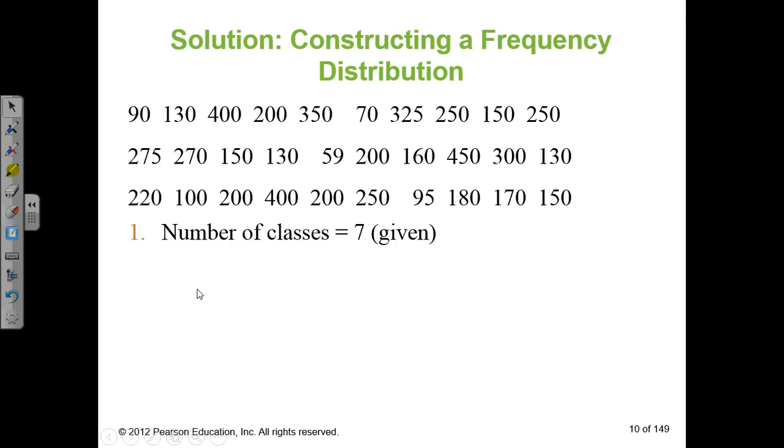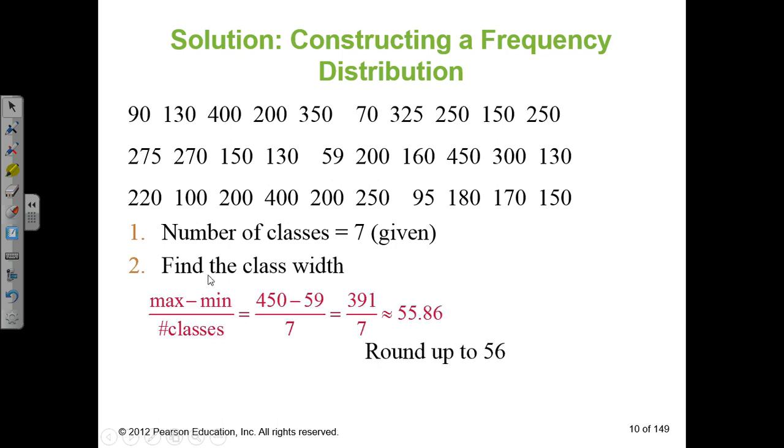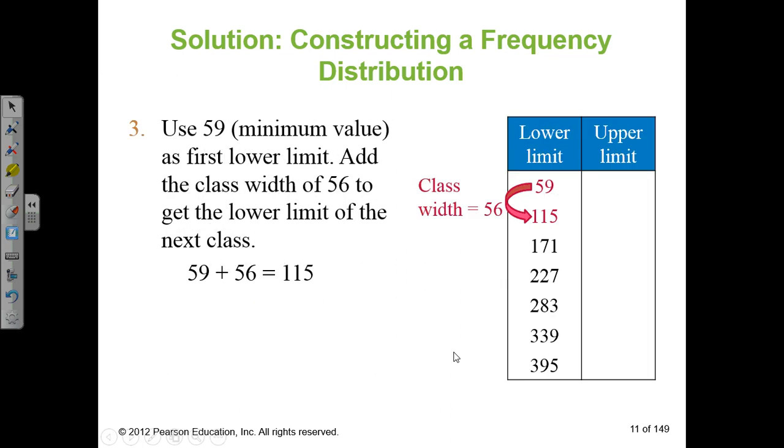Next we want to find the class width, which is the range, the largest number minus the smallest number, which is 391, divided by 7, is 55.86, round up to 56. So we'll use 59, which is the minimum value, as the first lower class limit, then add 56, add 56, add 56, and so forth to find all the remaining lower class limits.